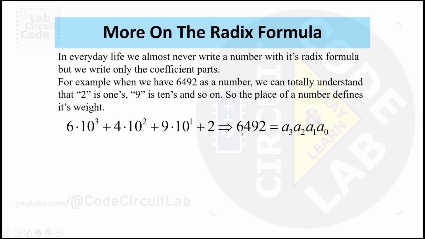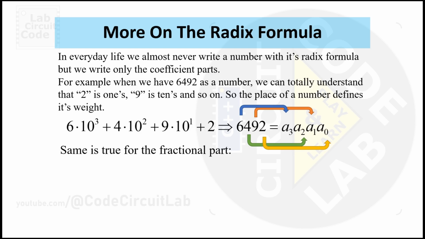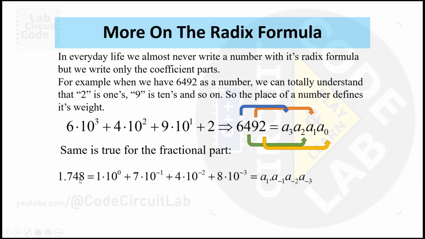So when we have 6492, we actually only have written the coefficients. So 6 is A3, 4 is A2, 9 is A1, and 2 is A0. The same is true for the fractional part, of course. For example, in the number 1.748 in decimal, it's obvious that 1 is ones, 7 is 1/10, and so on. So in this case, the coefficients would be A0 dot A minus 1, A minus 2, and A minus 3.